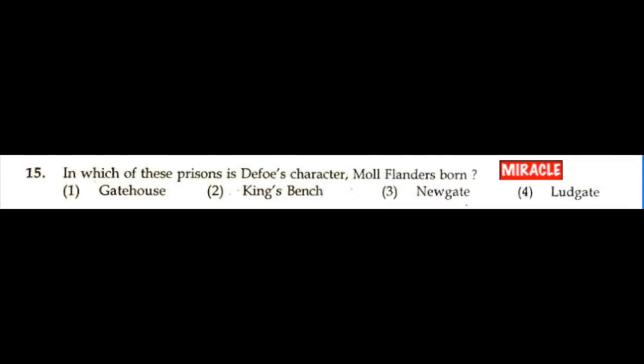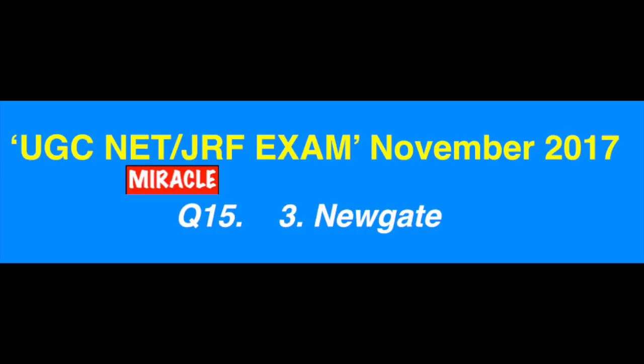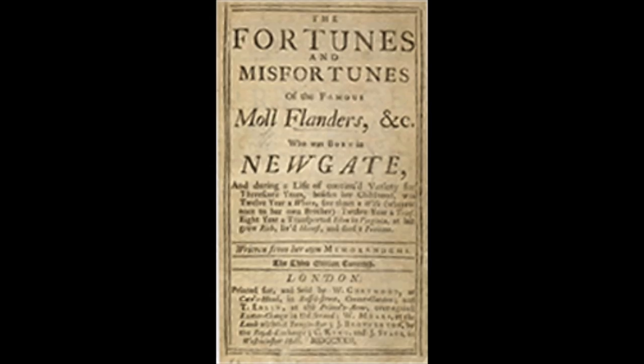Question number 15. In which of these prisons is Defoe's character Moll Flanders born? So the correct answer is Newgate. Yes, Moll Flanders, the famous novel written by Daniel Defoe. Moll Flanders was born in a prison called Newgate. Her mother was a criminal and was exiled to America. Moll was sent with a nurse where she grew up. The complete name of the novel is The Fortunes and Misfortunes of the Famous Moll Flanders.